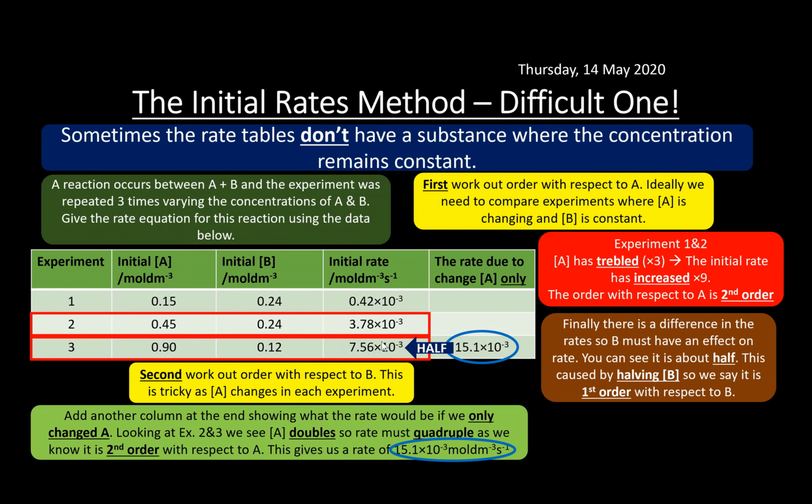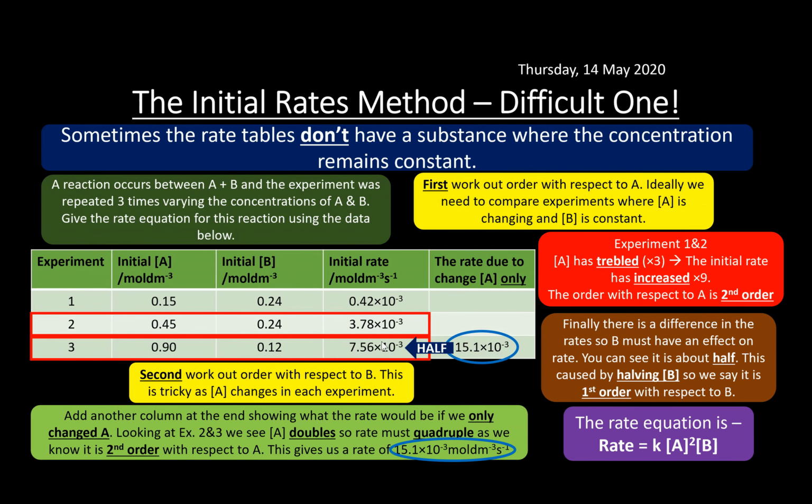So it's about adding that extra column on the end and comparing it with the actual value that you've got. So the rate equation is rate equals k[A]²[B]. You might have a slightly different method, you might have a completely different method, but as long as you get the same answer, that's fine. You've got to be able to demonstrate that to the examiner as well. You've got to be able to show how you've worked that out.